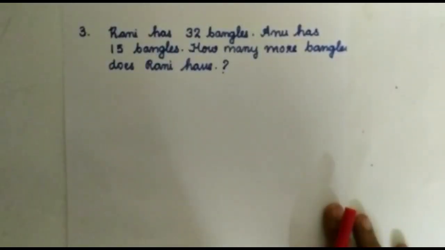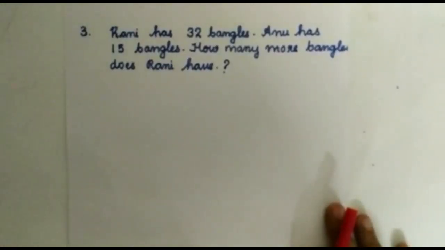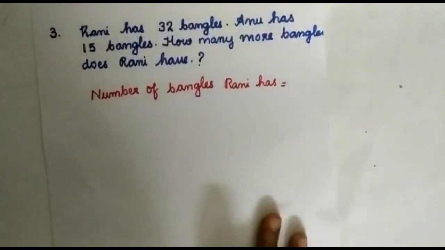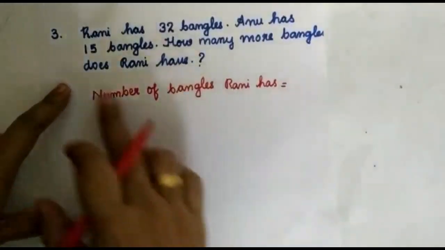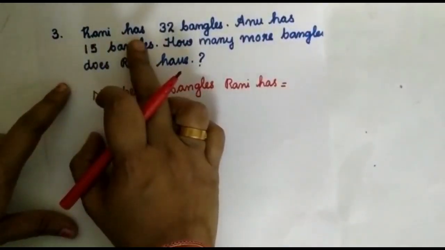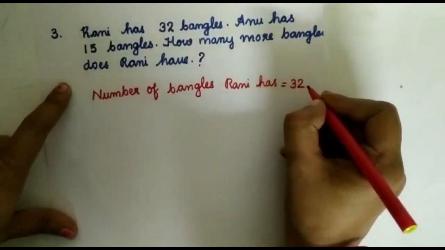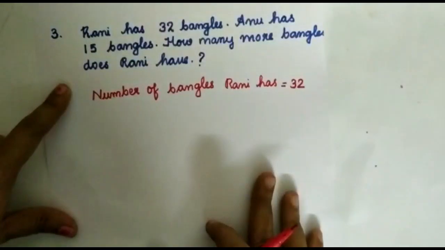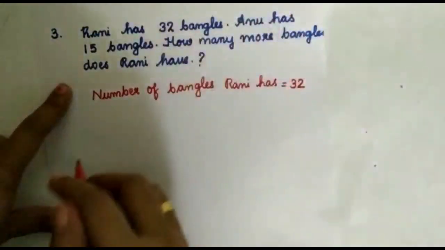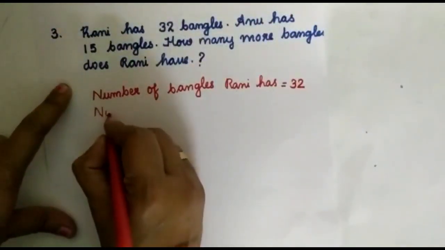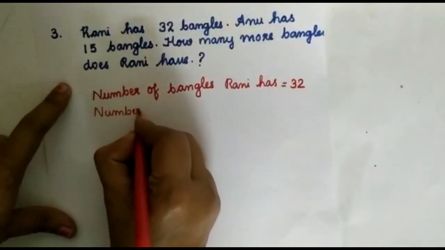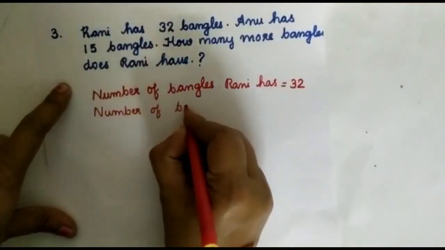Rani has 32 bangles. Anu has 15 bangles. How many more bangles does Rani have? So first step is number of bangles Rani has. So how many bangles Rani has? Equal to 32 bangles. Then which is the next step? Number of bangles Anu has.